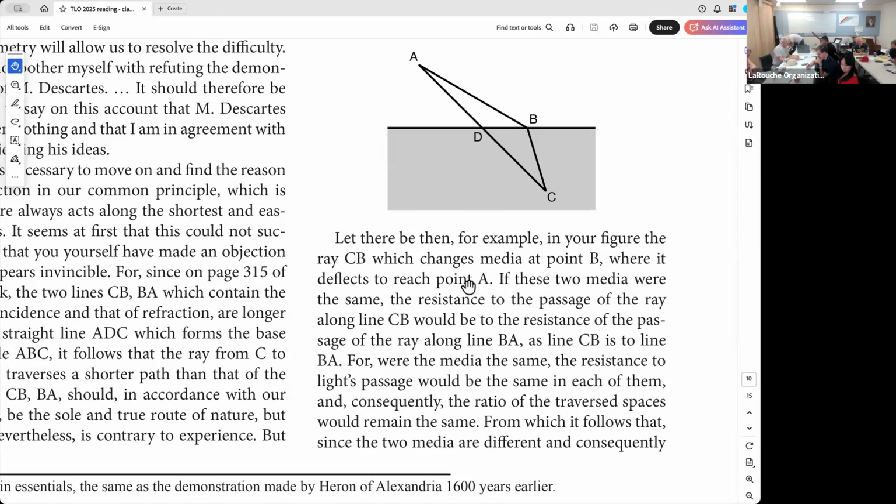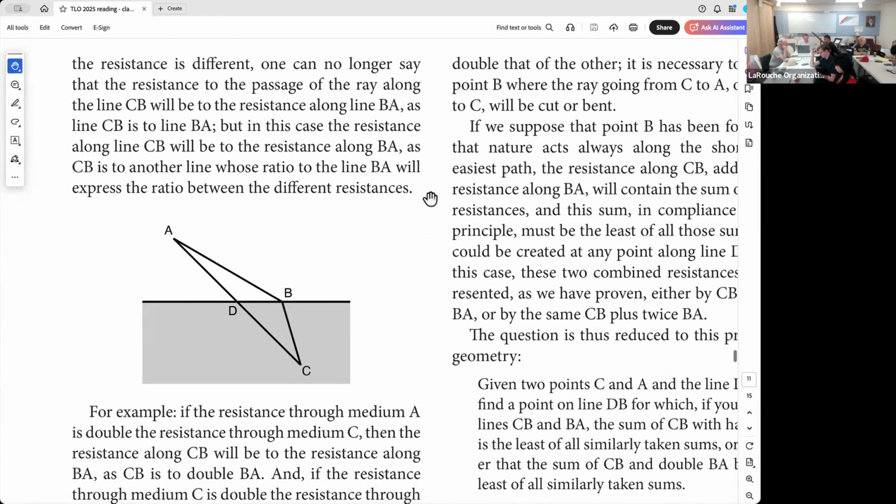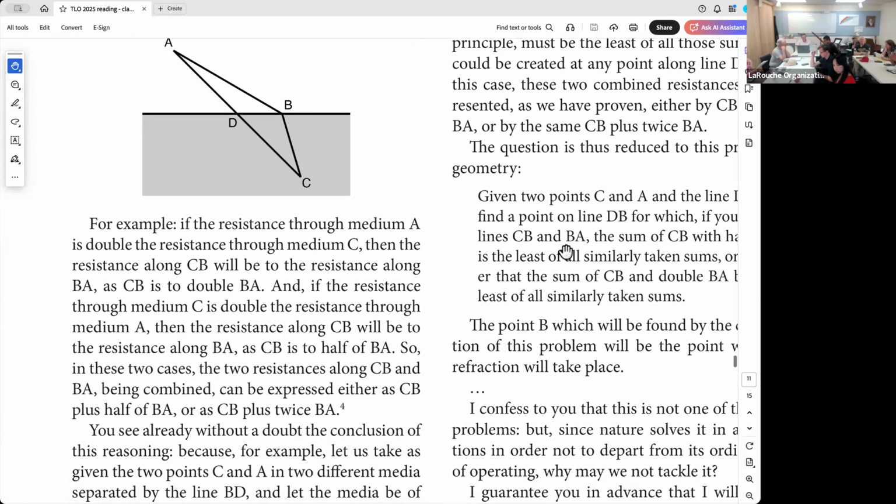And consequently, the ratio of the traversed spaces would remain the same. From which it follows that since the two media are different, and consequently the resistance is different, one can no longer say that the resistance to the passage of the ray along the line CB will be to the resistance along line BA, as line CB is to line BA. But in this case, the resistance along line CB will be to the resistance along BA, as CB is to another line, whose ratio to the line BA will express the ratio between the different resistances. He's about to give an example that is very general.